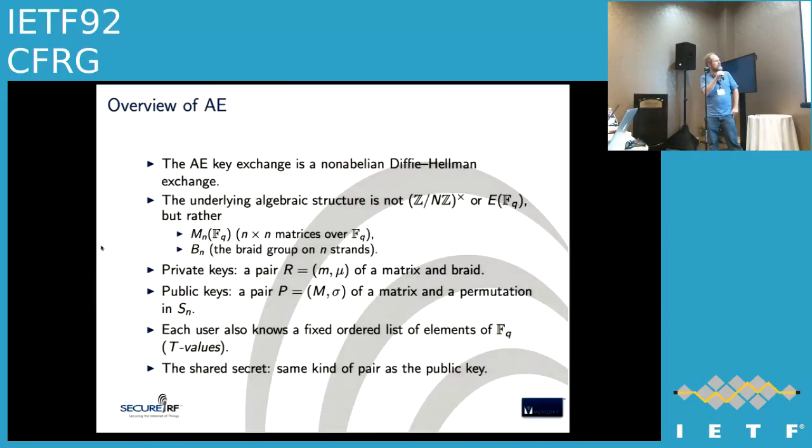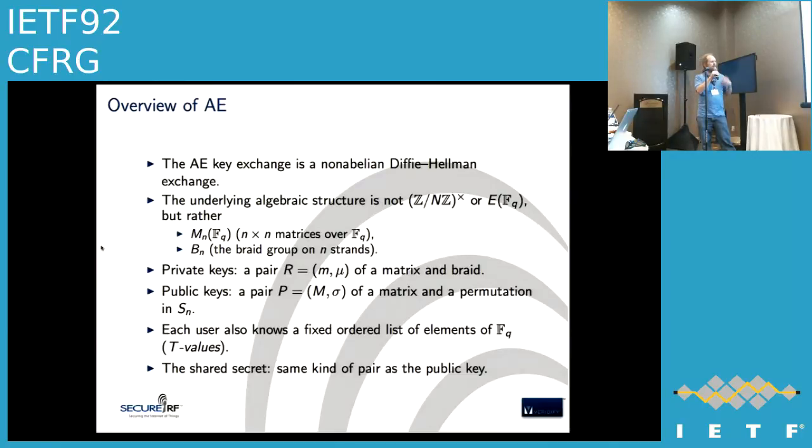Okay, so it's a Diffie-Hellman scheme based in a non-abelian group, unlike the things you are used to, like Z mod n times or elliptic curves. The underlying algebra comes from n by n matrices over a finite field and uses the braid group as the essential non-abelian part. The private keys in the exchange are a pair of a matrix and a braid over this field. Public keys are a pair of a matrix and a permutation on the same number of letters as the order of the matrices. Each user also knows a fixed ordered list of elements in the finite field.